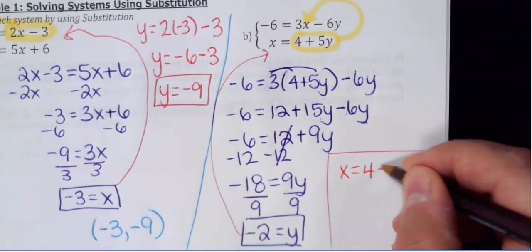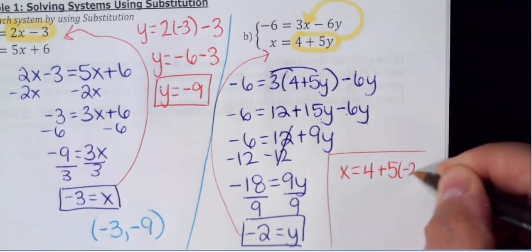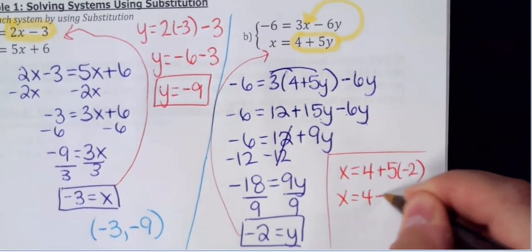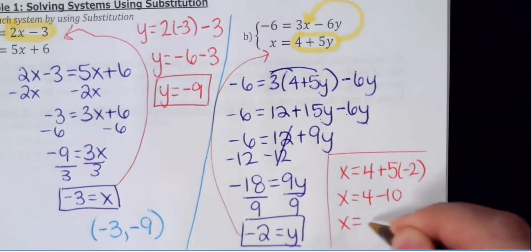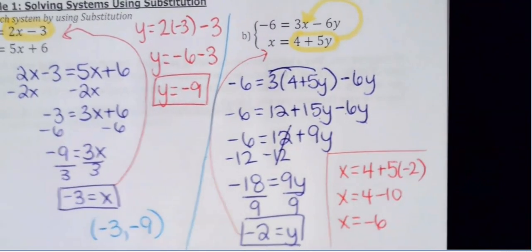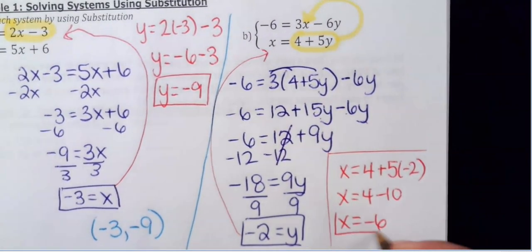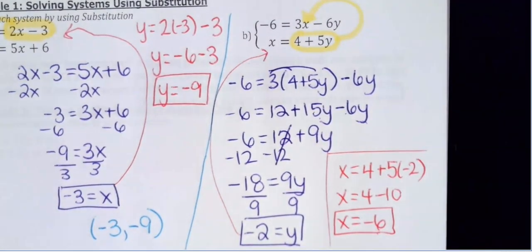I won't really have to solve anything because I'm just going to end up doing 4 plus 5 times negative 2. So this is going to end up being 4 minus 10. So x is going to be negative 6. You should get the same thing for x if you plug it into the first equation, but occasionally when you do these substitution problems, there might be one equation that's a little bit easier than the other.